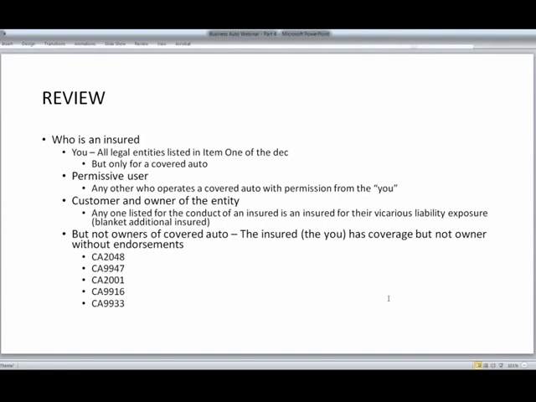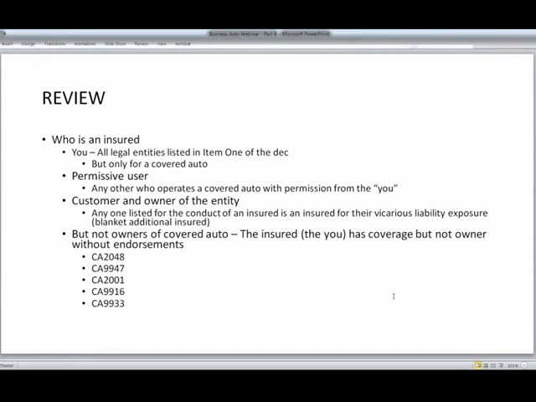So we also talked about the need to add coverage on the policy for the owners of the vehicles. CA 20 48 is a designated insured endorsement which provides no coverage to the customer that we list here.